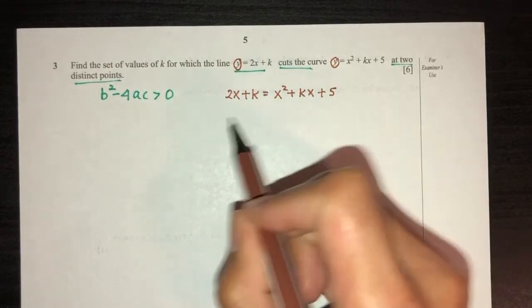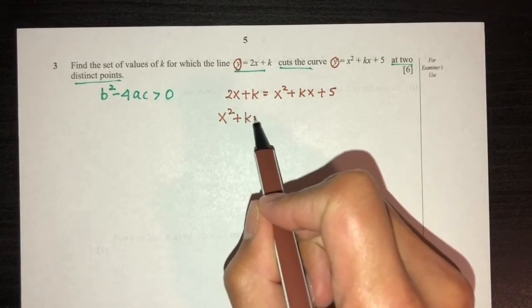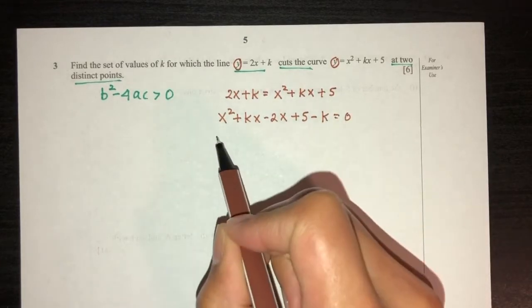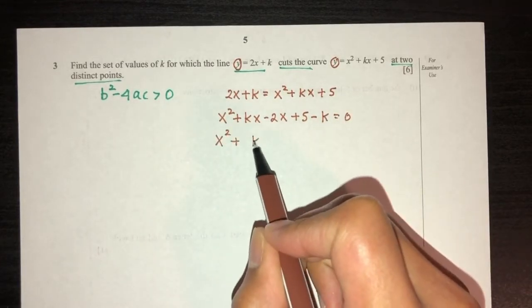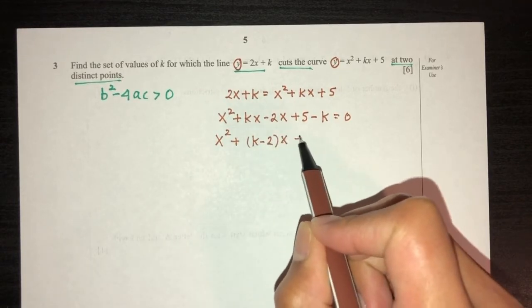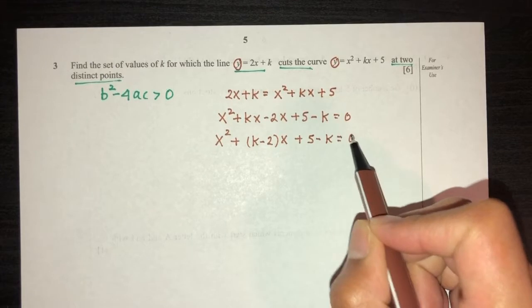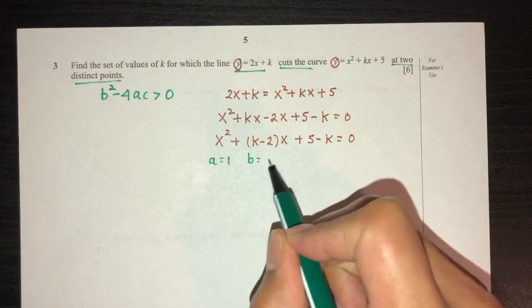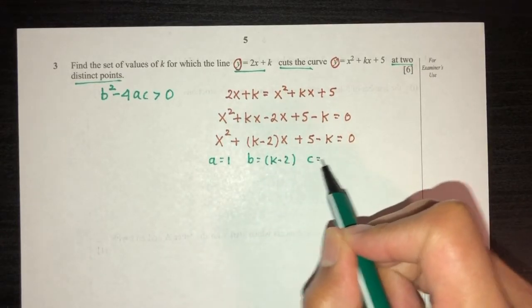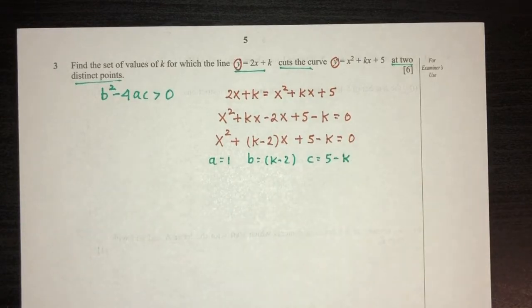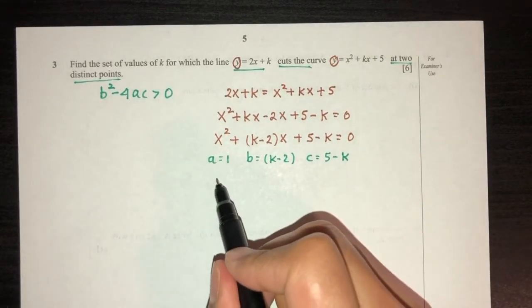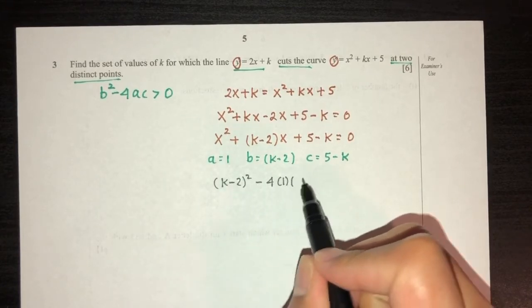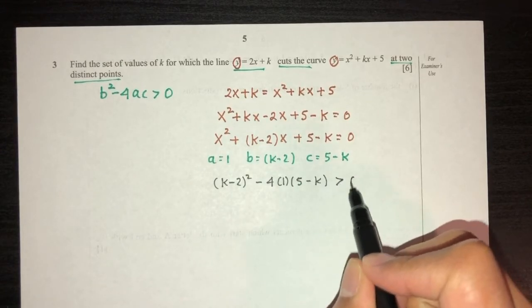Now let's set everything to one side. You will have x squared plus kx minus 2x plus 5 minus k is equal to 0. Now we have x squared plus (k minus 2)x plus 5 minus k is equal to 0. Now if you observe, the value of a is 1, b is k minus 2, and c is 5 minus k. So here we have to find b squared minus 4ac. So b squared is (k minus 2) squared minus 4 times a times c is more than 0.